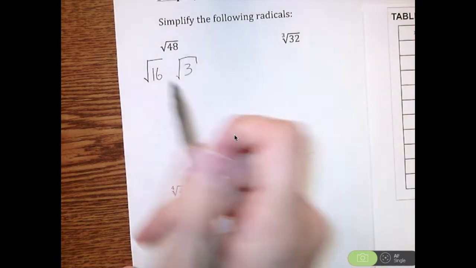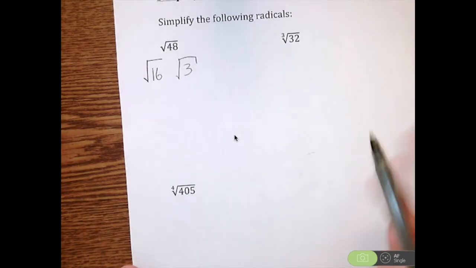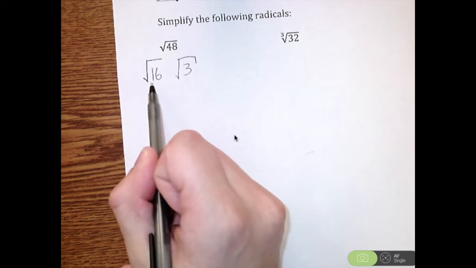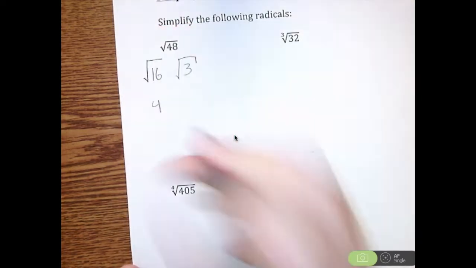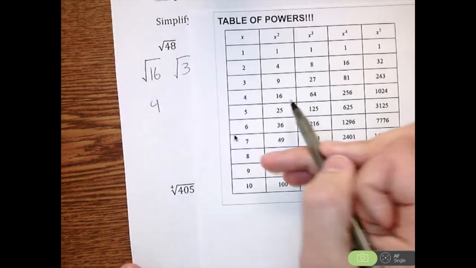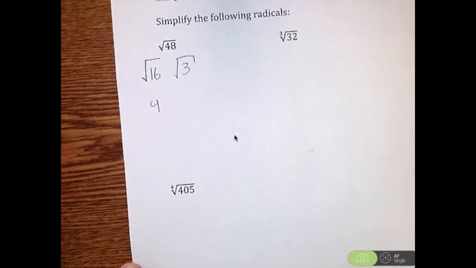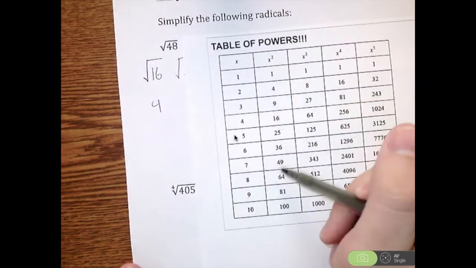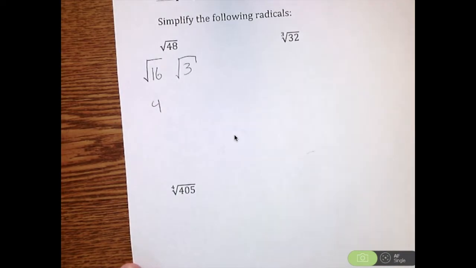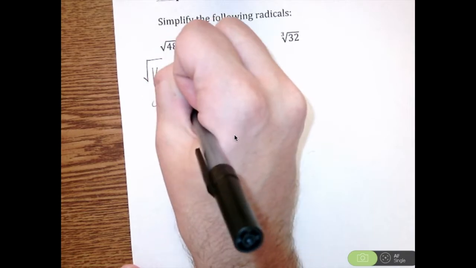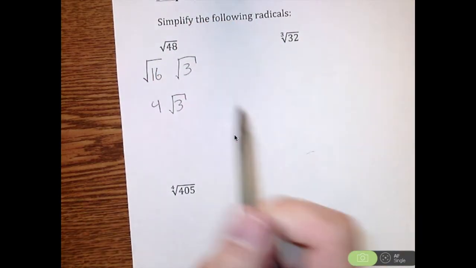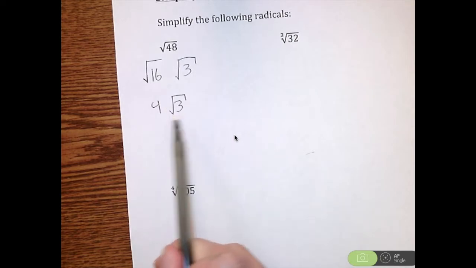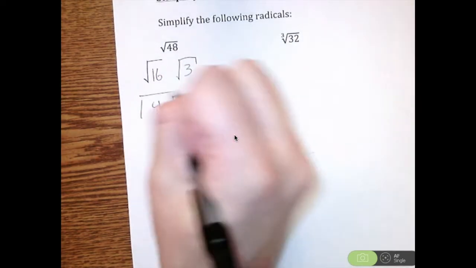So what I can do is break down each of these individually. I have the square root of 16, and the square root of 16 is 4, and we know that because it's in my table. And then over here I have the square root of 3. I do not know the square root of 3. It's not in my table. So I'm going to leave that inside my root. So the square root of 48 breaks down to 4 times the square root of 3.